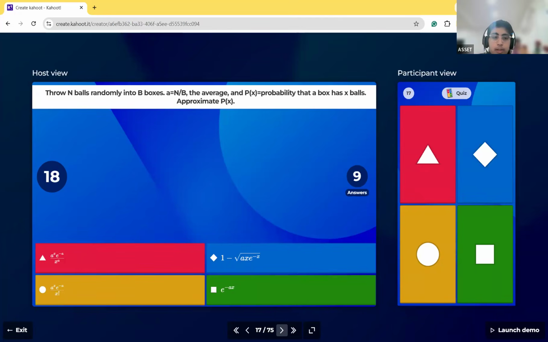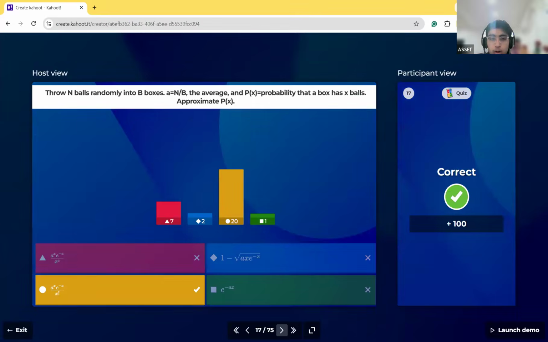Throw n balls randomly into B boxes. A equals n over B, the average, and the P of x is the probability that any given box has x balls. Approximate P of x.